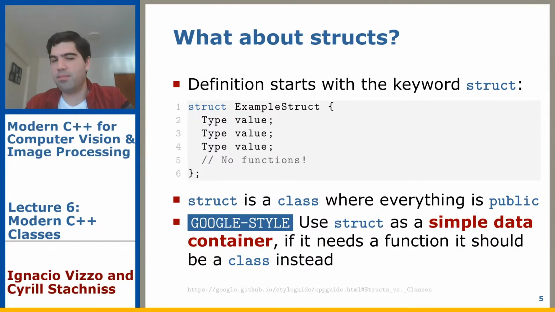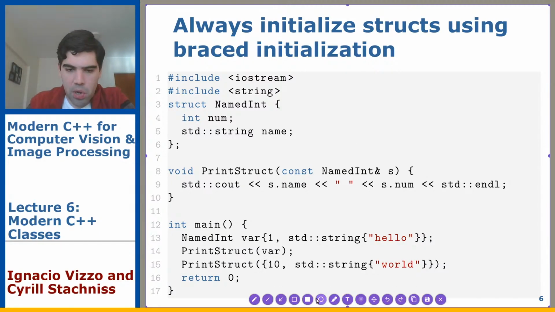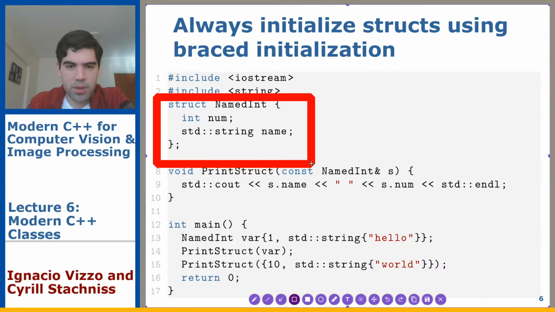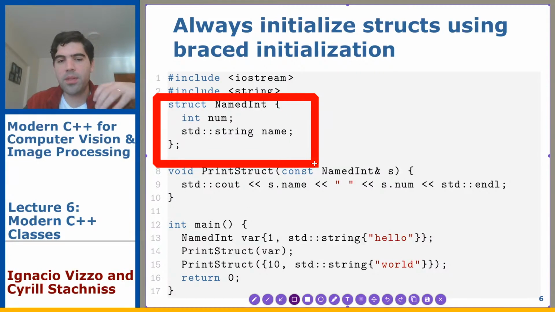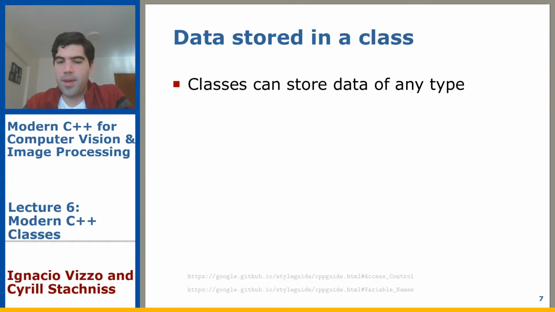So basically, unless you have a really easy example, you should always be using classes. The idea is that you should always initialize this type of struct with brace initialization. Whenever you define, for example, this type of struct, unless you do something weird, the compiler will generate a constructor for you, and then you can use this brace initialization syntax.